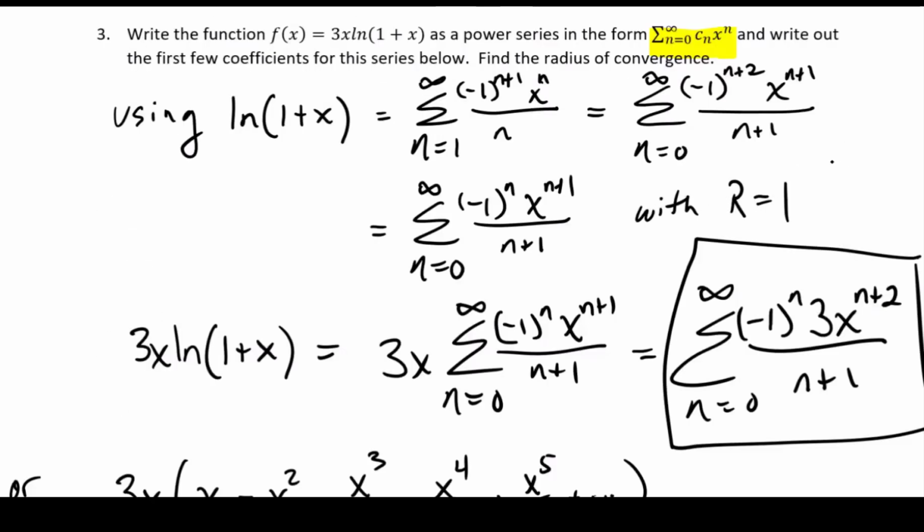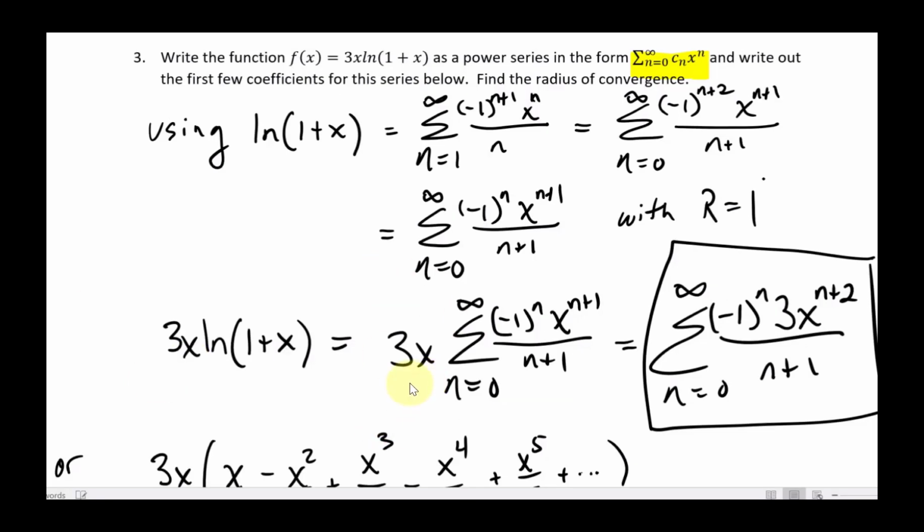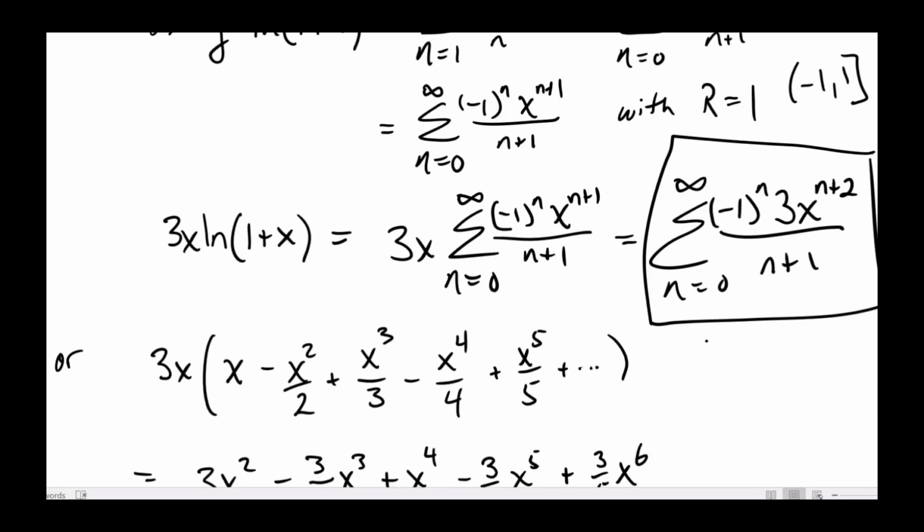So the radius of convergence was r equal 1 for the function that we had here, this ln. So that remains the same radius of convergence when you multiply it by this 3 times x. It doesn't change the convergence. So multiplying by a polynomial here, we're not changing the radius or interval of convergence for the new series. So it's the same interval and same radius that we had.